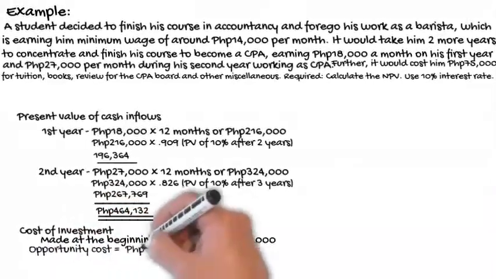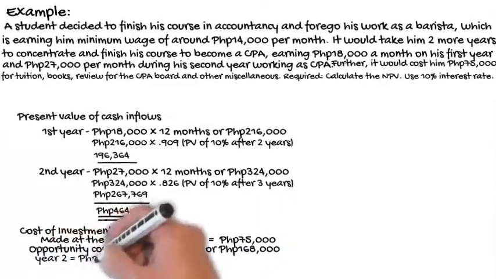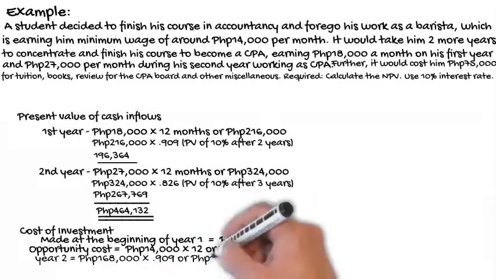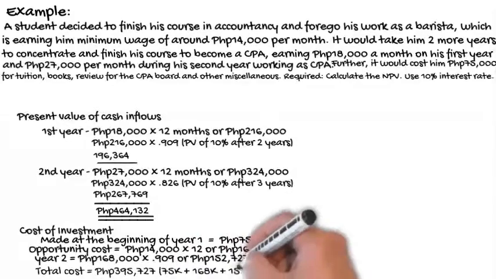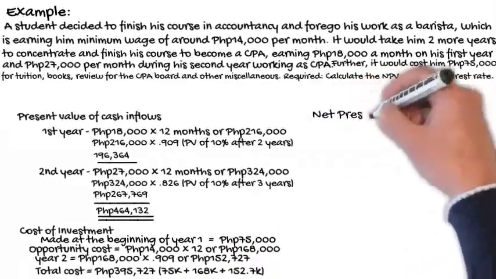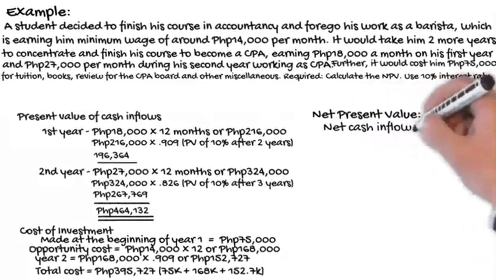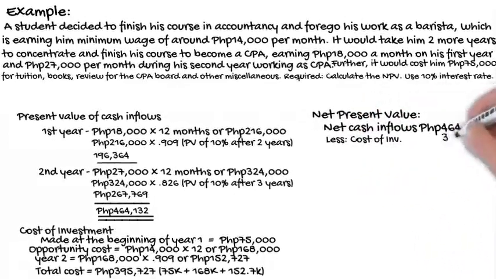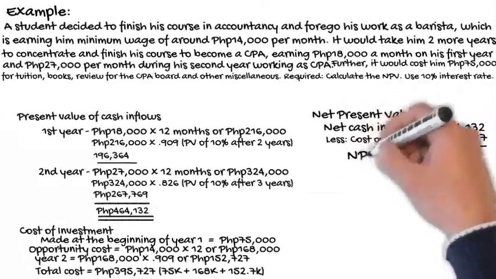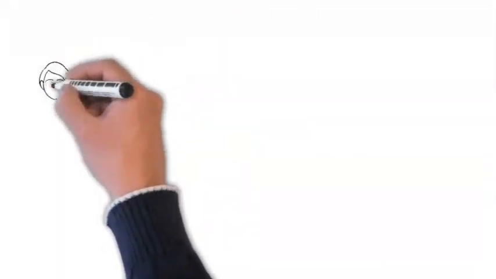Meantime, the cost of investment made at the beginning of the year, that would be 75,000. No need for the present value since it's made at the beginning of the year. Opportunity cost of working as a barista would be 14,000 per month because he would forego that income. So for a total of 168,000 on the first year, and the second year using a present value rate of 152,727, or the total cost of 395,727. Now, moving forward, the present value of net cash flows, you just deduct 395,727 from 464,132. You get the NPV of 68,405.